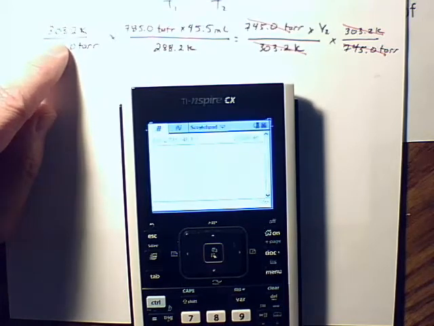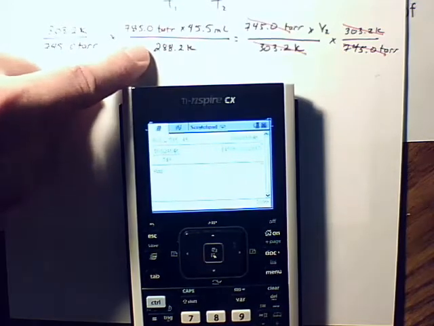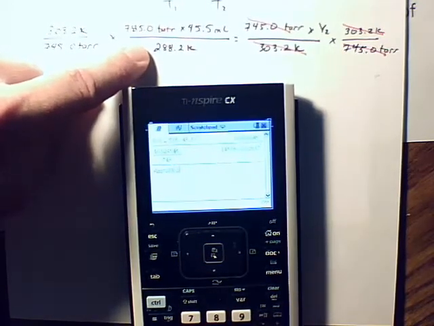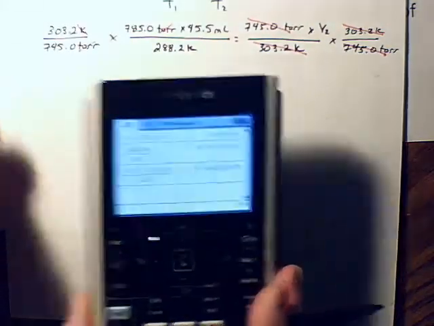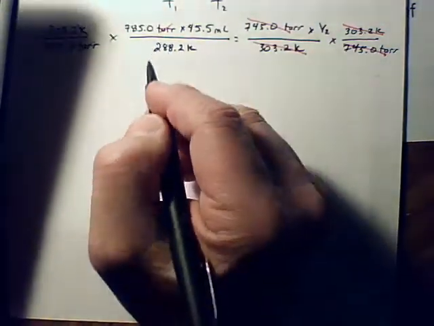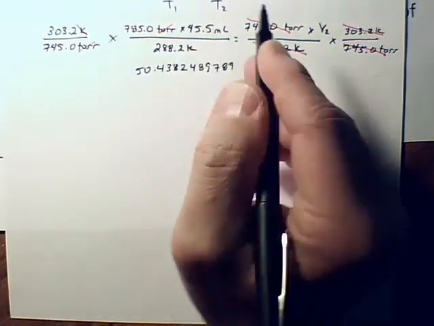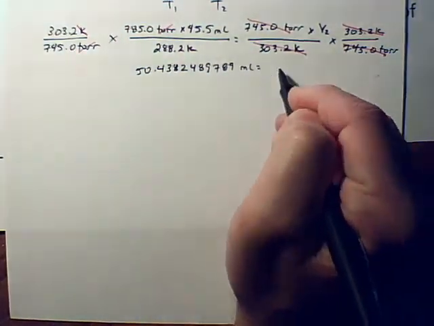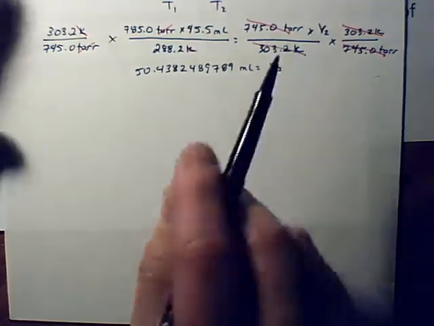Press enter or equals, then divide by this first number on the bottom, 745.0, and hit enter or equals, and then divide again by 288.2, the second number on the bottom, and hit enter or equals, and then you get an answer. And that will be the answer once we round it off. We've got units of milliliters left, and that's going to equal V2, because that's what we have left over on this side.